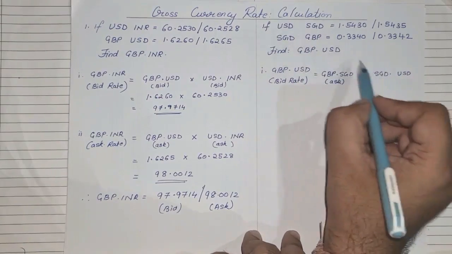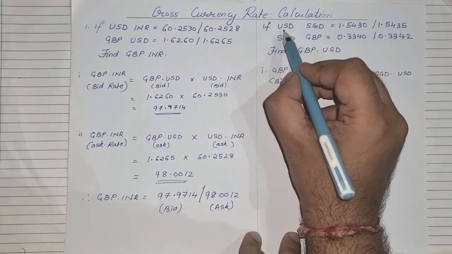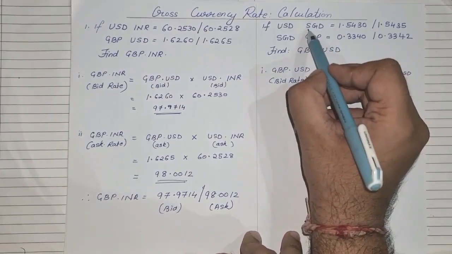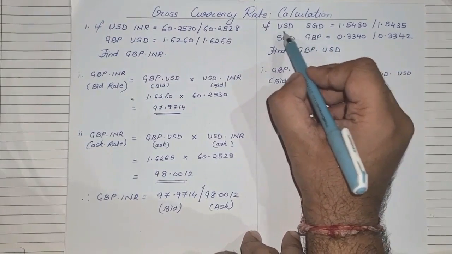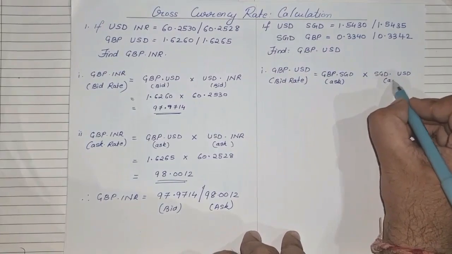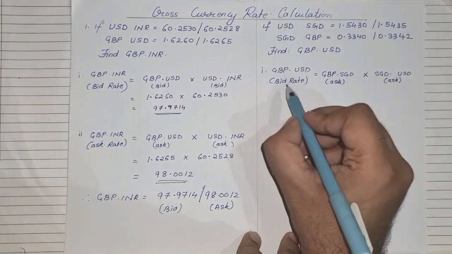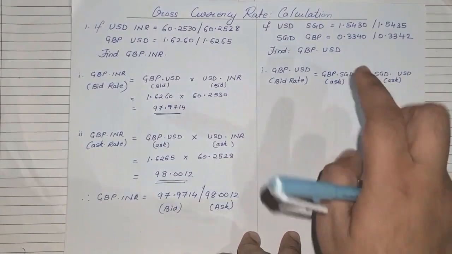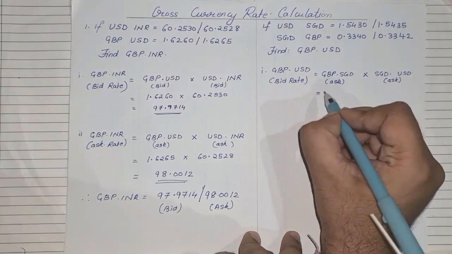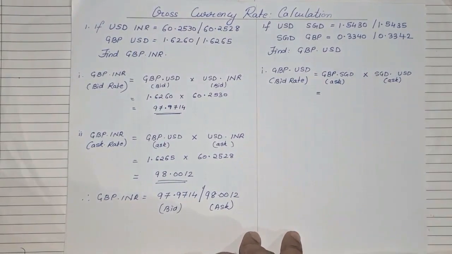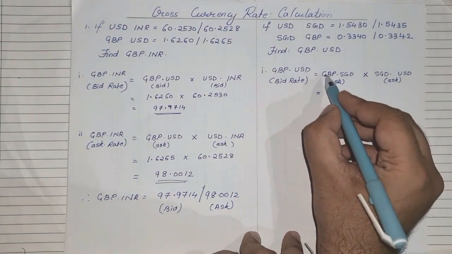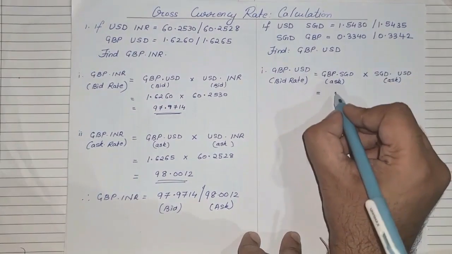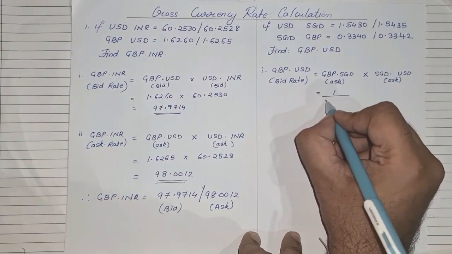Now again, SGD to USD. See, here is given USD to SGD, but we are asked to find the opposite. So if it goes in the opposite direction, we will have to take the opposite rate, that is the ask rate. So whenever we are asked to find the bid rate, and in our solution we have written ask, it will always be the reciprocal. So for GBP to SGD, when we are going in the reverse order, we take the ask rate and we take the reciprocal of that.